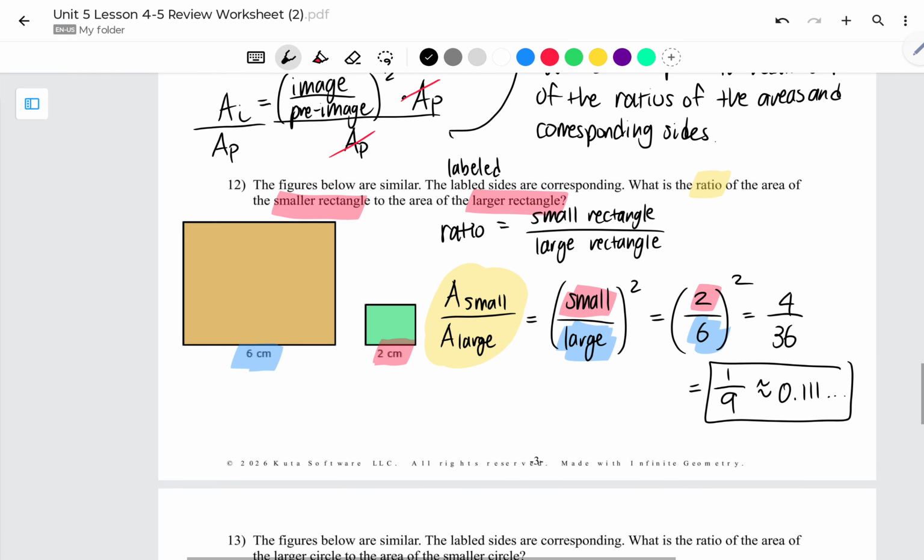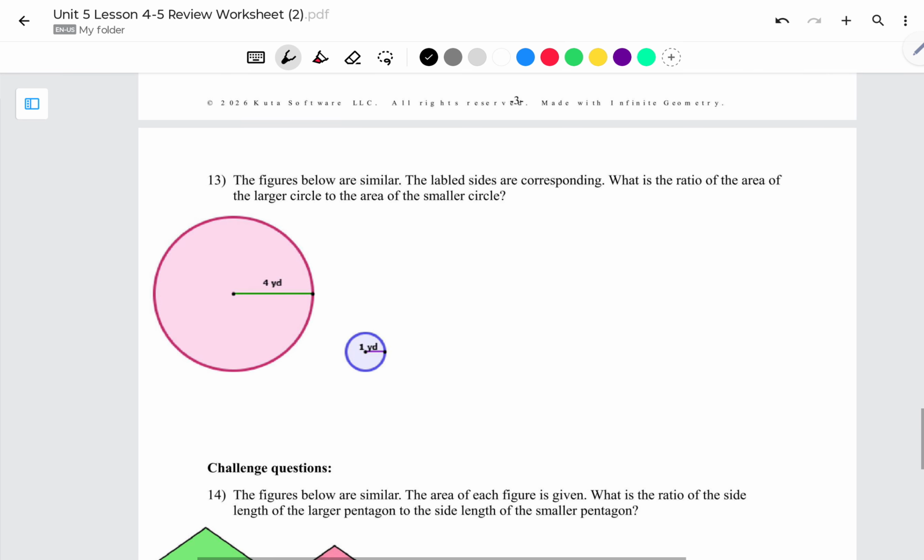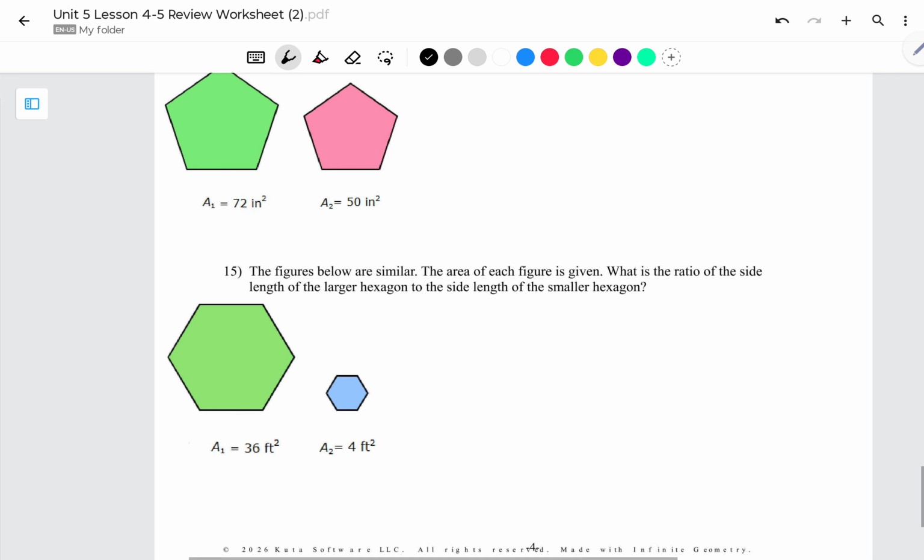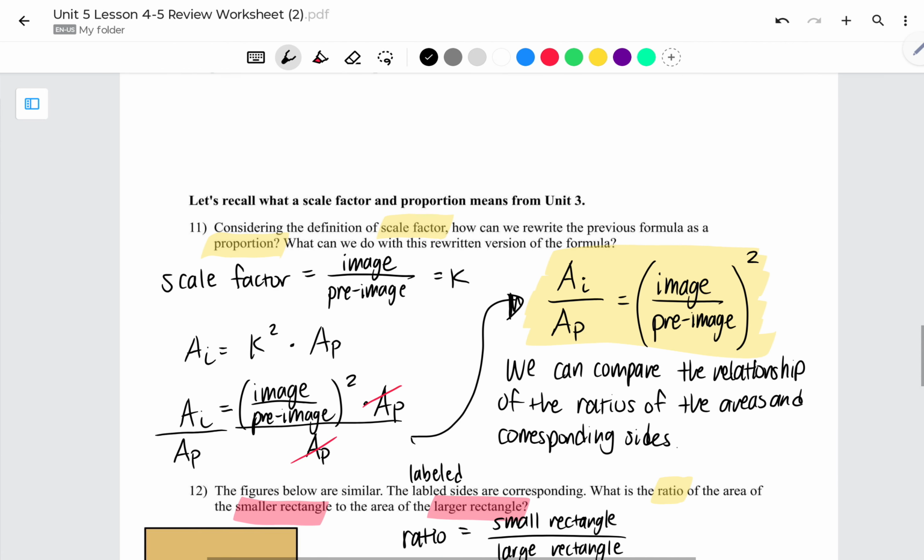Okay, so I'll accept that I did one of these. Okay, I'm going to stop here, but 13 is very similar. 14 and 15 are challenge questions. I want you to be able to figure it out, but you're using the same formula.